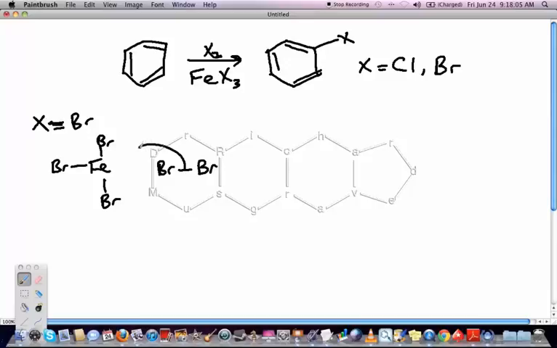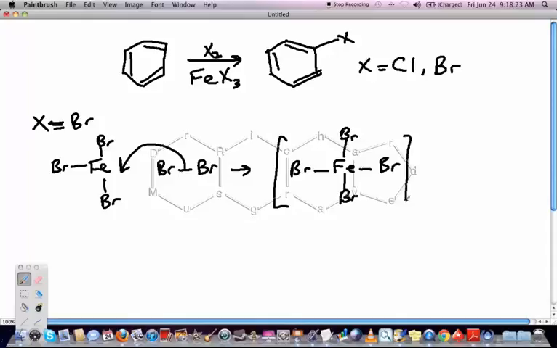So what can happen is that in order to fill its octet, it can react with Br2 in this fashion, and we can get this, which is FeBr4 negative, which leaves us with a positively charged bromine as a counterion. And it's this Br plus here that is now going to be the electrophile, and that can react with the aromatic ring.